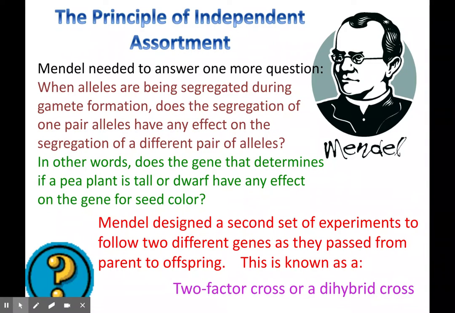Sometimes the traits have an effect on other traits. So, what if we have tall plants and green plants and maybe dwarf plants and yellow plants? Would that play a role in the outcome? If we're looking at two factors in our Punnett square cross, this is going to be called a dihybrid cross.